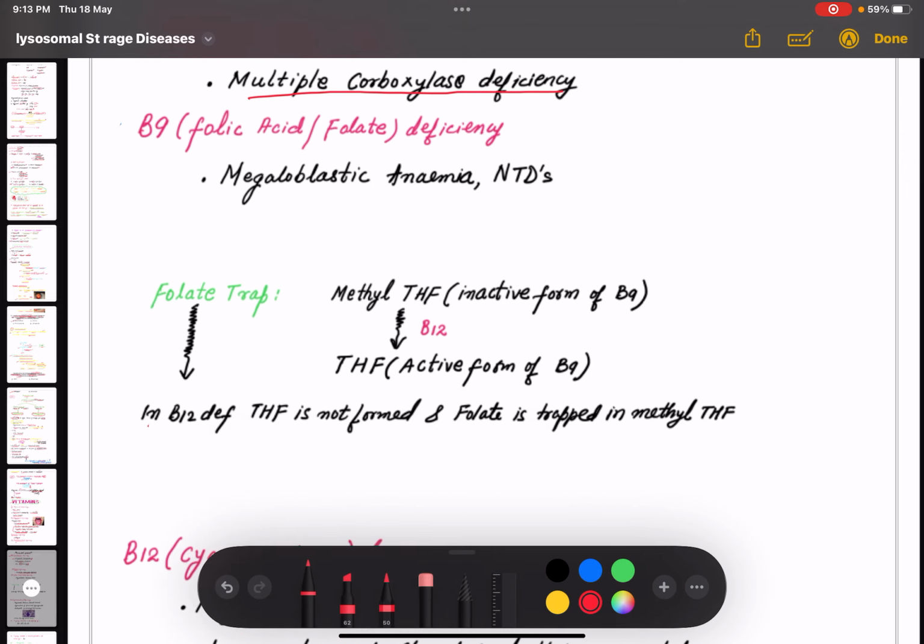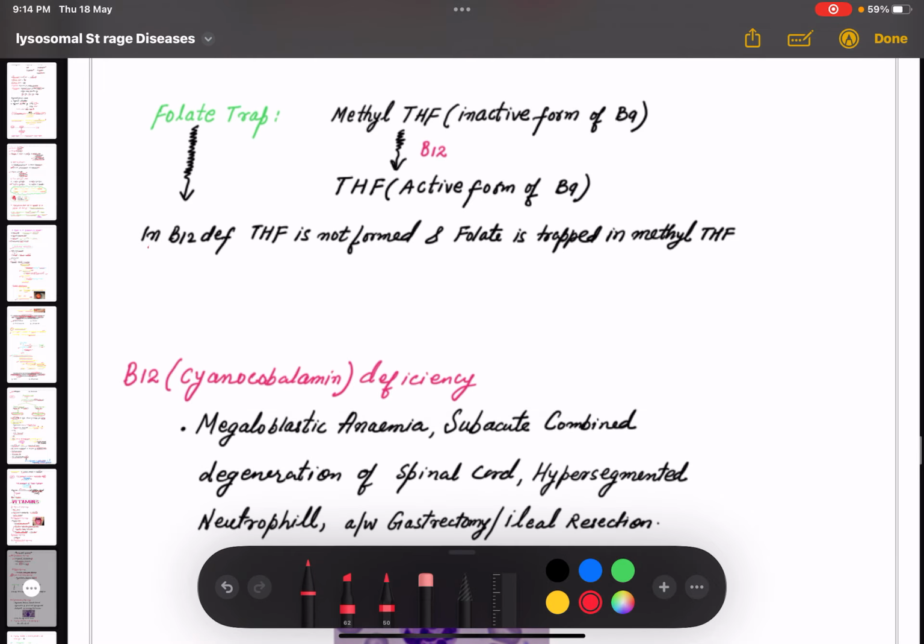B9 deficiency. B9 is also known as folate or folic acid. Its deficiency results in megaloblastic anemia and neural tube defects. Very important. In the exam, you will get the question, how can you prevent neural tube defects? By giving vitamin B9.